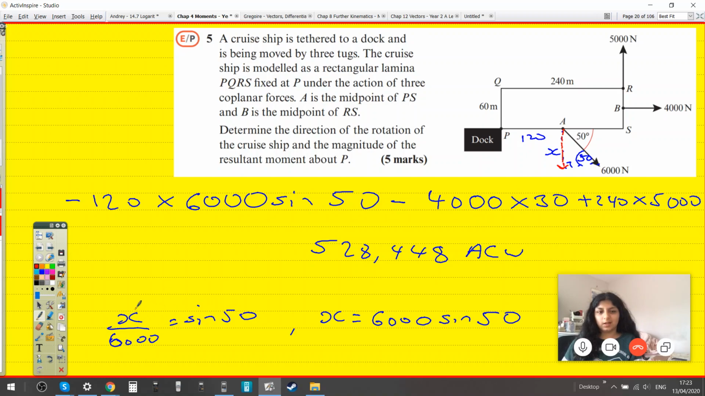So sine 50 is opposite over hypotenuse. Our teacher told us that to find the perpendicular distance, you should draw a line through the force, and then a line through the pivot, and then see what the distance is. So we did prove that it is 6,000 sine 50, but it's never not going to be that. Or maybe I'm wrong. But why is it not just 120?